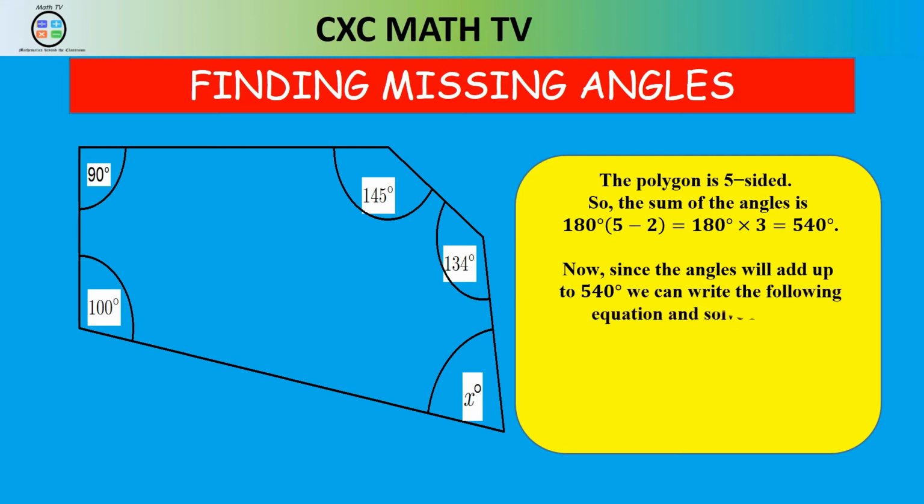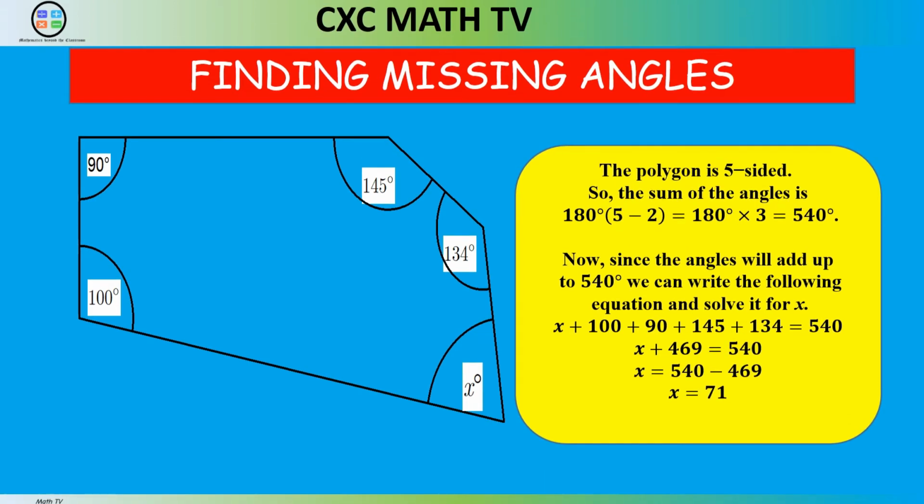So when you add up all of those, you get x plus 469 is 540. Subtracting 469 from 540, we get 71. So x equals 71 degrees.